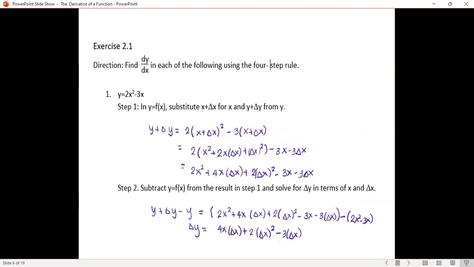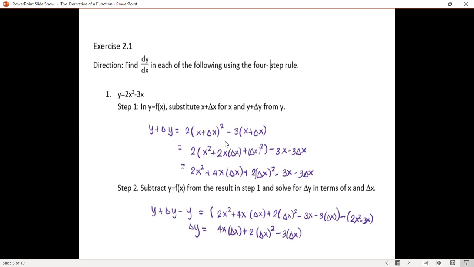So find dy over dx using the four-step rule. The given function is y equals 2x squared minus 3x. So in step 1, it says substitute x plus delta x for x and y plus delta y for y. So instead of just having y on the left side, we will have y plus delta y. Instead of 2x squared minus 3x, we will have 2 times the quantity x plus delta x squared minus 3 times the quantity x plus delta x.